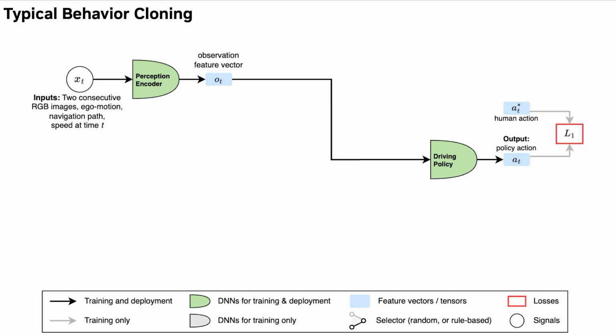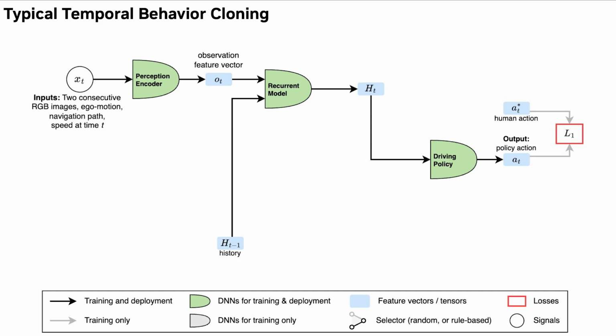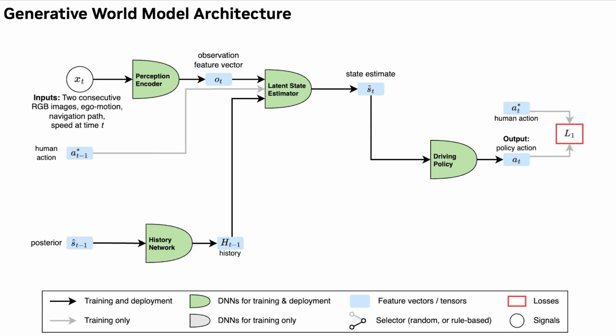A typical behavior cloning architecture may look like this, where the inputs go through a perception encoder that generates a feature vector, which is then used by the policy to generate output actions. The model can be extended to accumulate temporal history by adding a recurrent model. Our end-to-end trainer aggregates states over time using a history model.